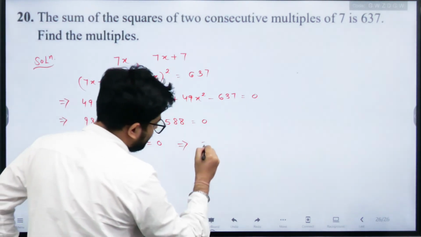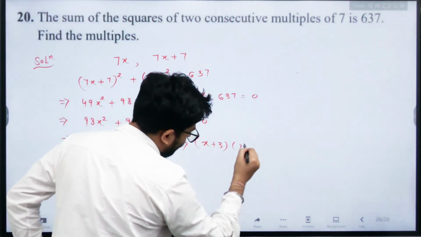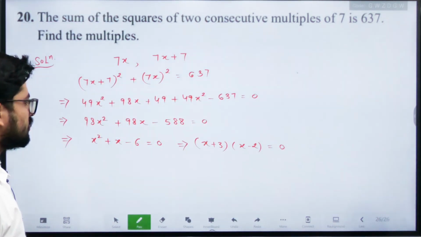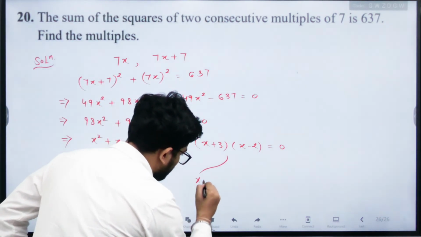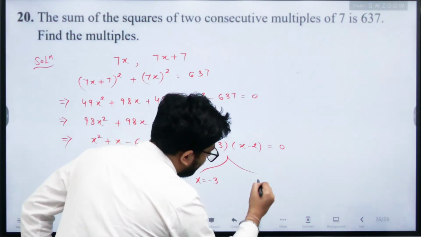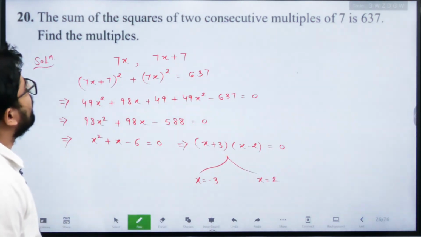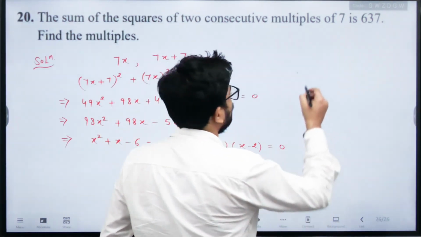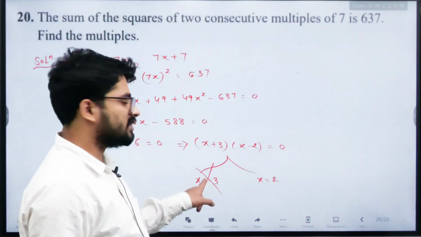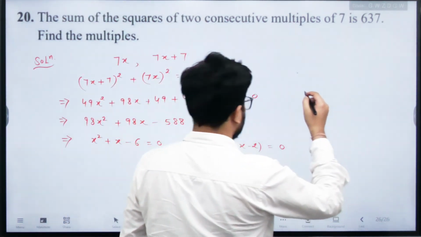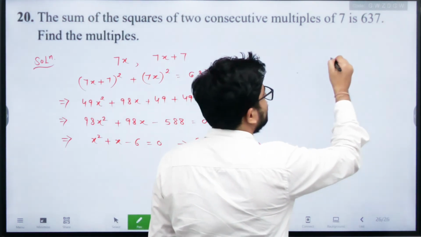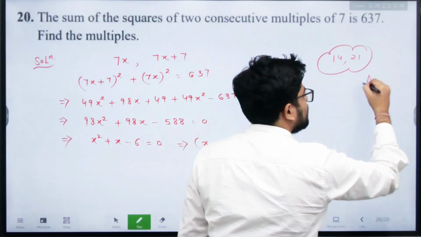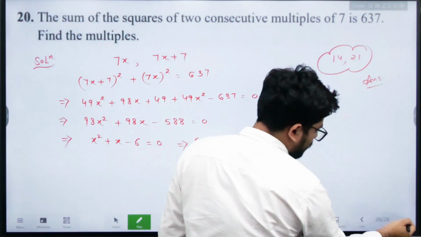So from here you can say this is x plus 3, x minus 2 is equal to 0. Yes, x square plus x minus 6 is equal to 0. So you have two values, either x is equal to minus 3 or x is equal to 2. Okay, again we are interested in positive values, so you cannot take minus 3 here. So x is equal to 2 because we are interested in the positive one. So the answer is your numbers are 7 into 2, that's 14, and 14 plus 7 is 21. So this is the final answer.